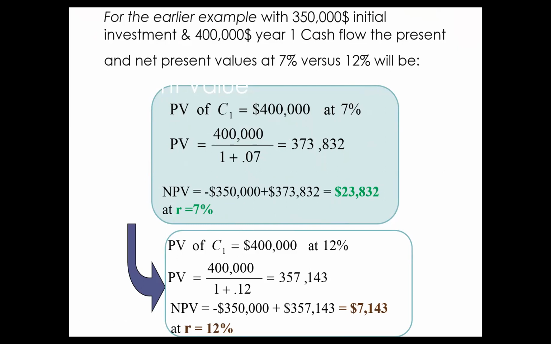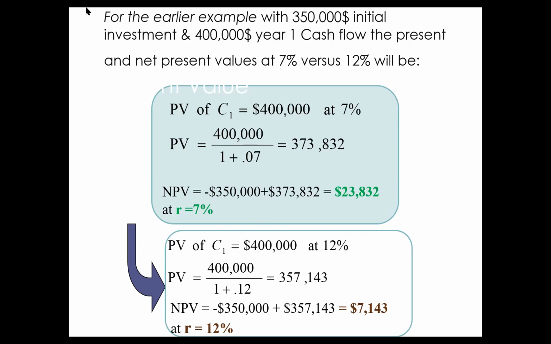Obviously, if the interest rate is 12% or the discount rate is higher, that will lower the present value. So here you will see my present value, if I use 12%, I discount $400,000 at 1.12. Obviously my net present value becomes lower. The present value of cash flows reduces to 357,000 instead of 373,000. So now I'm just getting $7,143 as net present value. Obviously, it is about 1/3 of my earlier net present value. So that is the story here.